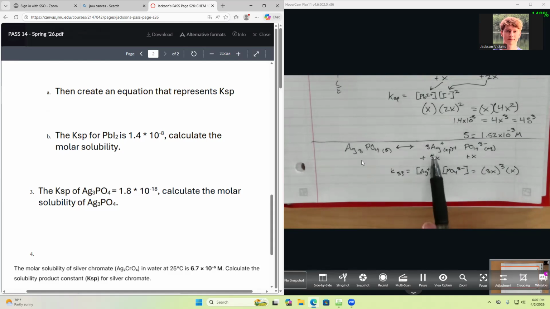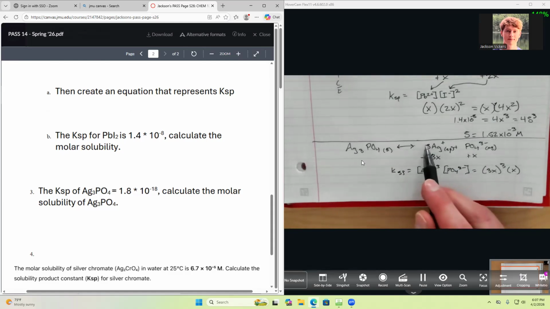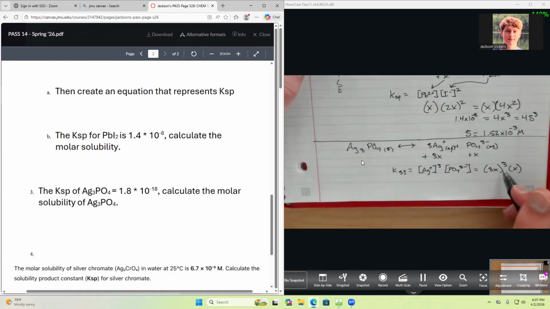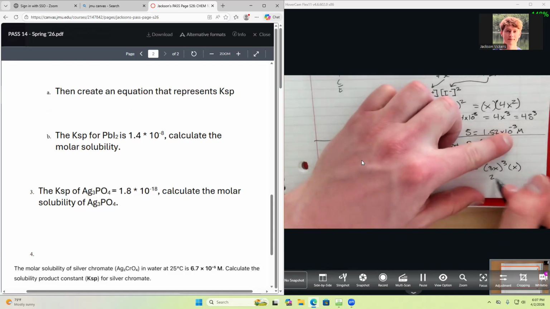But again, if we were doing an ice table type of thing, we would add plus 3x here because there's a 3 as a coefficient, and plus x here because there's only a 1. That is kind of how I think about these ones. If we set up the Ksp expression, it's going to be Ag plus to the power of 3 times phosphate. And then these are the concentrations, so we can plug them straight into these brackets. So it'll be 3x cubed times x. What is 3 cubed? 27. Yeah. For some reason my brain will always say 9, but don't make that mistake on the exam. 3 to the power of 3 is 27, x cubed times x still.